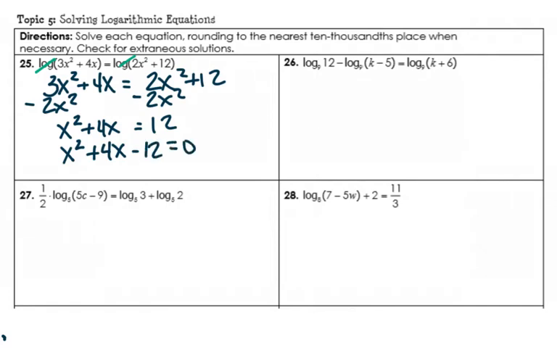And now, in order to solve a quadratic, remember, I want you to graph it in Desmos and tell me where it hits the x-axis. It hits at -6, and it also hits at 2. You would want to check these for extraneous solutions, but both of these work, so both of them are an answer.